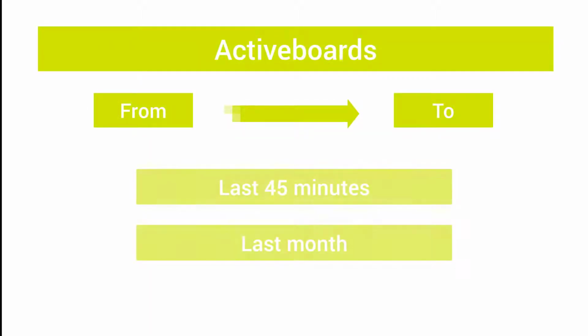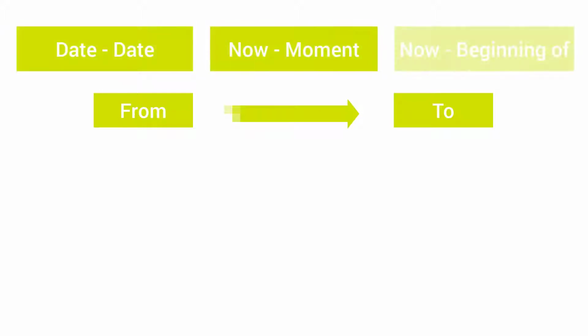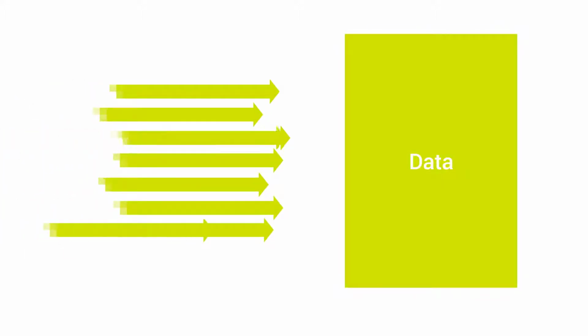In this video, we will show how to set time ranges manually in Activeboards instead of using presets. Regardless of the type of time range you want to specify, absolute, relative, or snap to, it is now possible to manually introduce the time expression that corresponds to the desired time range. This manual method offers endless possibilities so you can explore your data more accurately and efficiently without the constraints of the preset time ranges. Keep watching to know more.